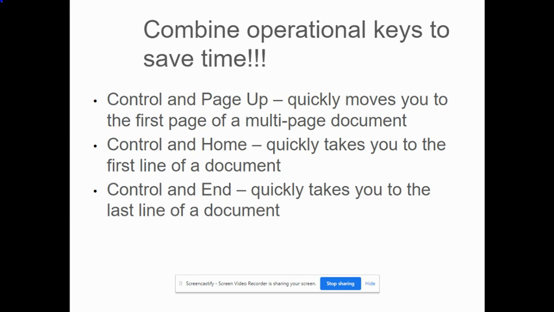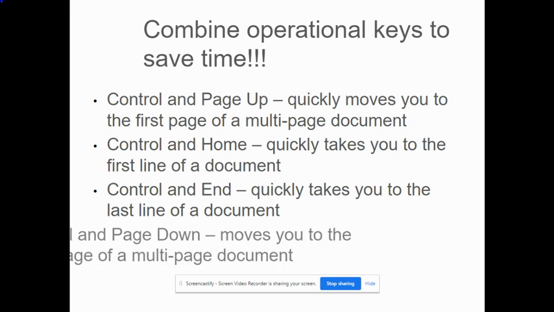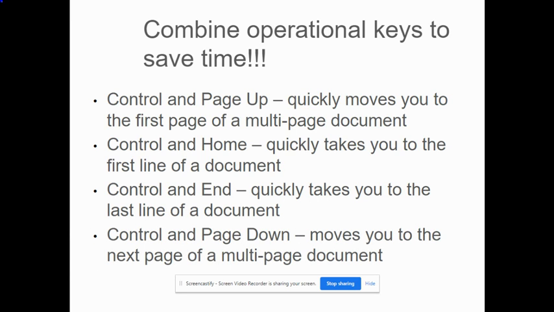These are some examples of how to combine operational keys on your keyboard to do certain things. Control and Page Up quickly takes you to the first page of a multi-page document. Control and Home quickly takes you to the first line of a document. Control and End takes you to the last line of a document. Control and Page Down moves you to the next page of a multi-page document. So these are just keyboard shortcuts, basically.